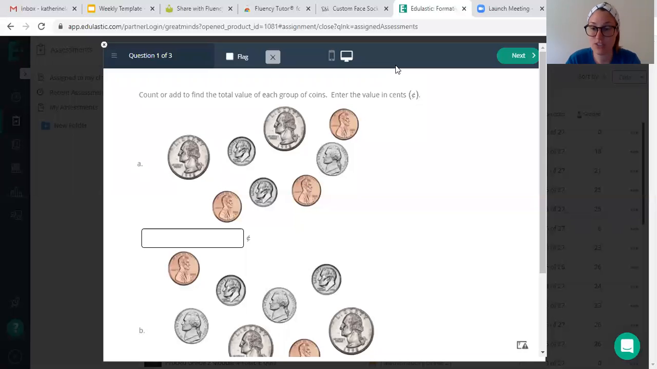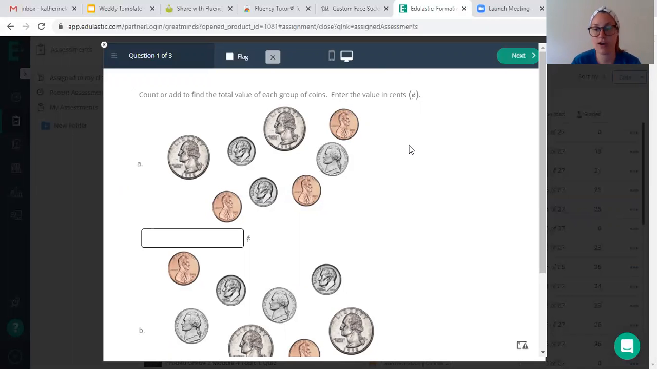So again, once you get logged into Edulastic and you click on that topic B quiz, you'll open up to this page. The first question says, count or add to find the total value of each group of coins. Enter the value in cents. Okay, so you see that little symbol here. That's going to be important. So you look at your coins.